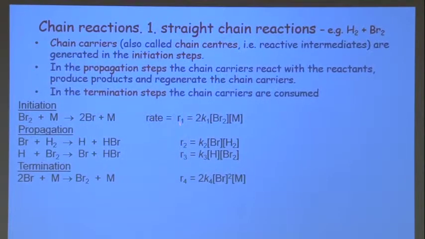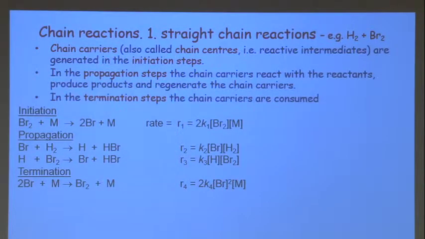I apologize, I've slightly changed the notation here. I think I had nu's in your notes rather than R's, but I thought that might be confusing as far as stoichiometric coefficients are concerned. So I've changed the nu's to R's. So these are the rates of these reactions, R1, R2, R3, R4.